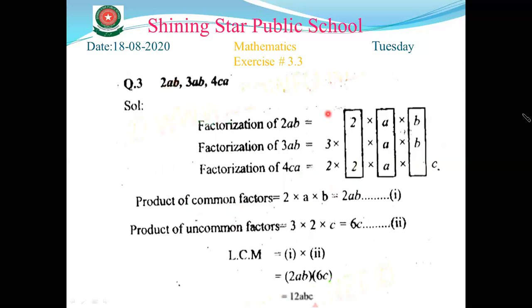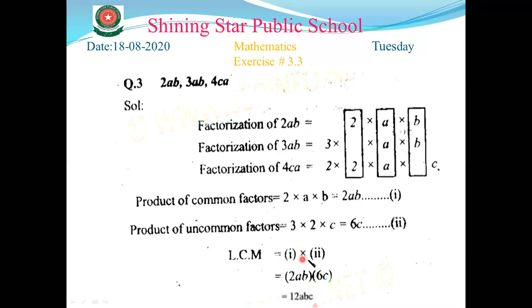LCM of 2ab, which is 2 multiplied by a multiplied by b, 3 multiplied by a multiplied by b, and 4 multiplied by c a. We can write 4 as 2 multiplied by 2. Now the common factors: here is 2, here is a, and here is b. So 2ab is common, and the uncommon factor is 3 multiplied by 2 and c. So 3 multiplied by 2 is 6, 6 multiplied by c is 6c.